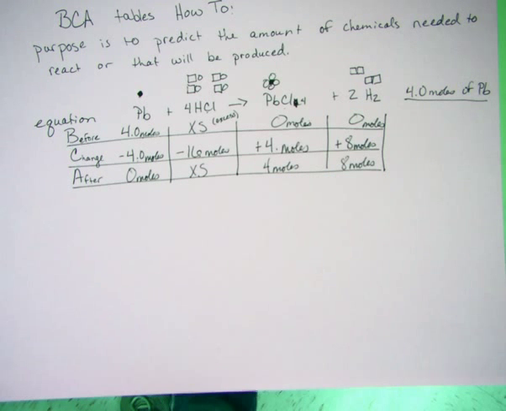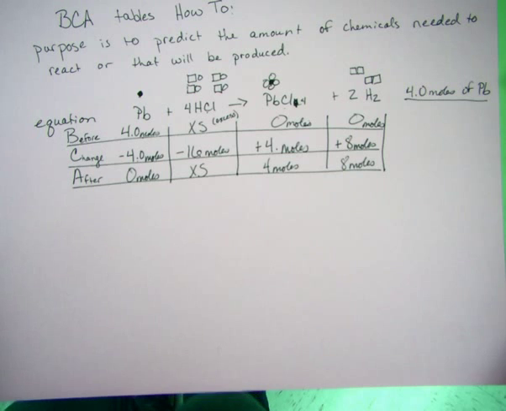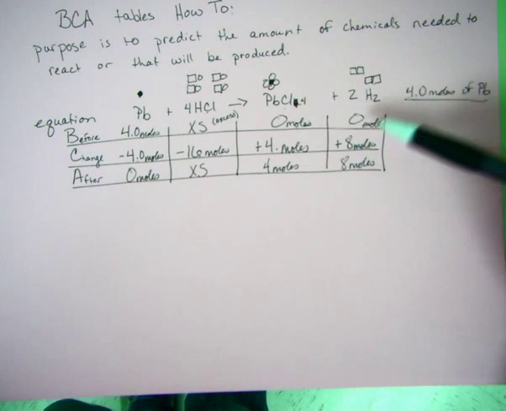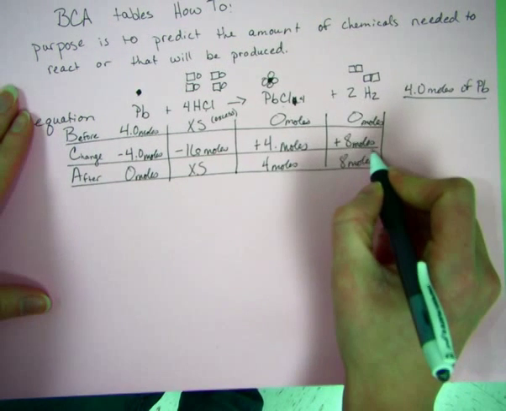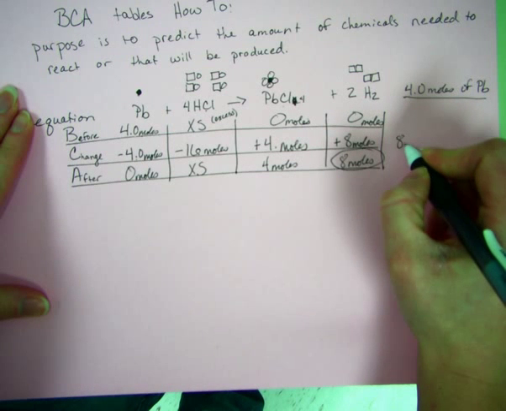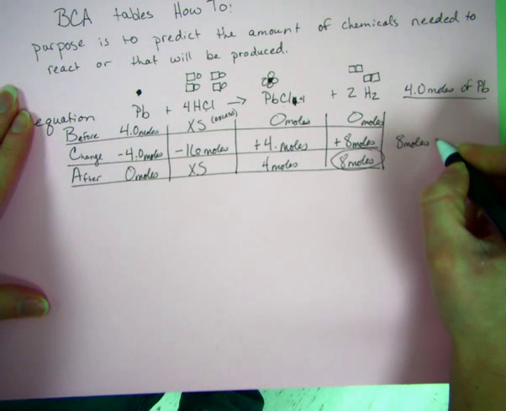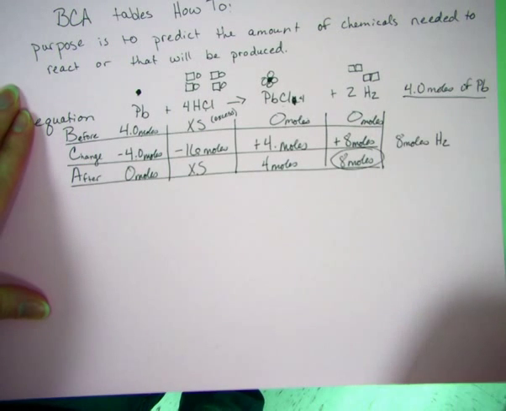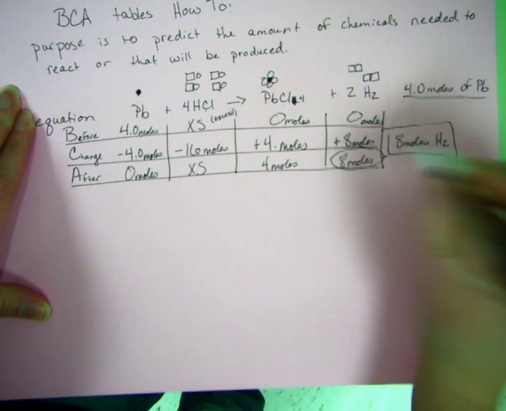They want to know information. So if we use 4 moles of Pb, of lead, how many moles of H2 are we going to get out? How many moles of hydrogen gas? Well, you're going to make 8 moles of H2, and that would be your answer.